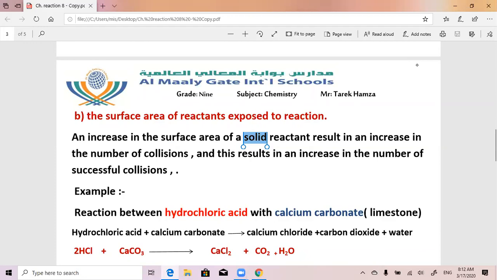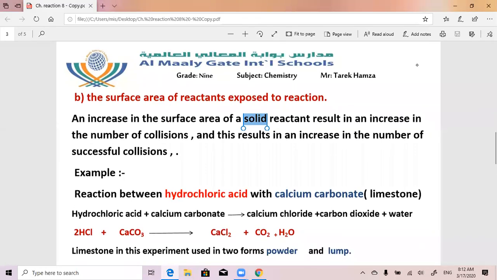جبنا عندنا هنا hydrochloric acid with calcium carbonate. Calcium carbonate react with hydrochloric acid. هو بنسميه calcium carbonate وهو بنسميه limestone. هنا قلنا increase the surface area of solid reactant. Increase the surface area of solid reactant results in increase the number of collisions, and this results in increase the number of successful collisions.